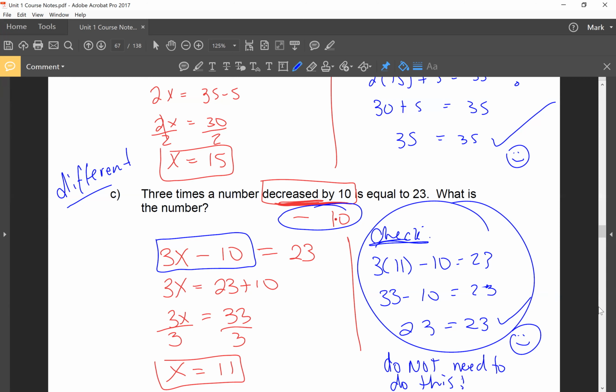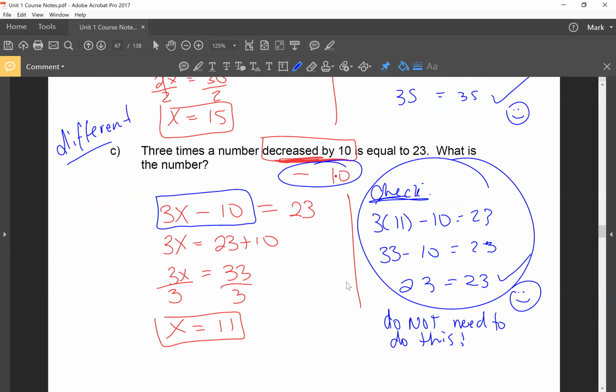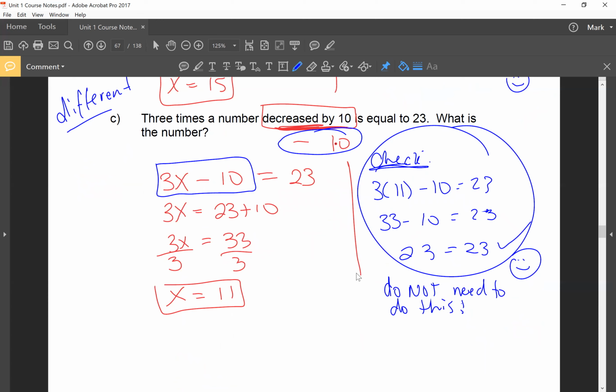So you do not need to write your answers down. You can check in your calculator. Exactly. You could do this in your calculator. You do not have to write this down.